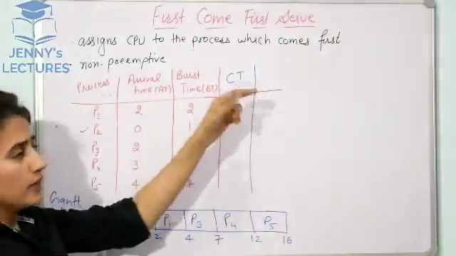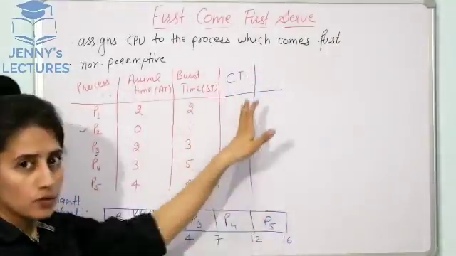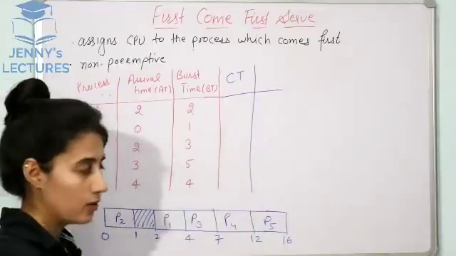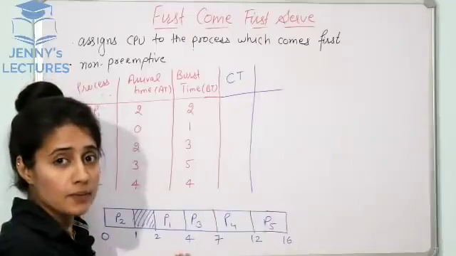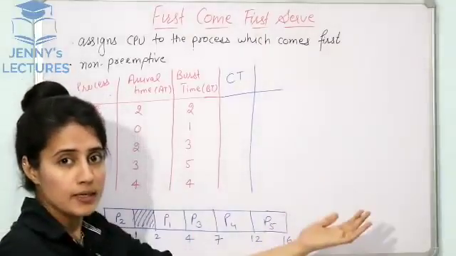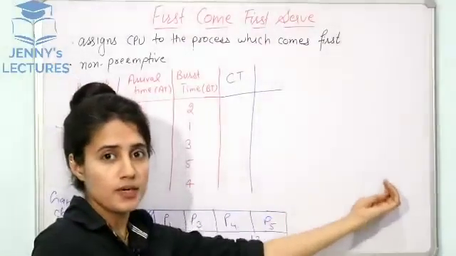If you don't want to find out, then it's okay, you don't have to write this one. Without this you can also solve this numerical. I will tell you how. See, what is the completion time? At the time at which the process has been completed, has gone to the terminated state.